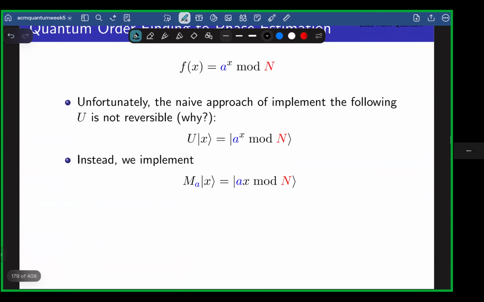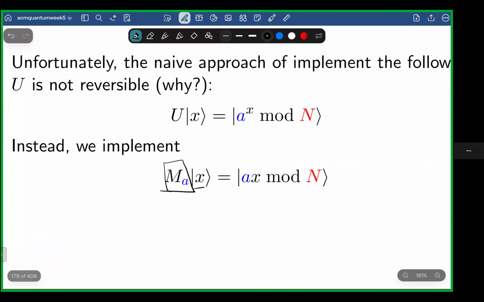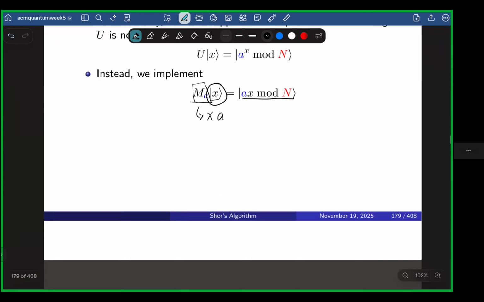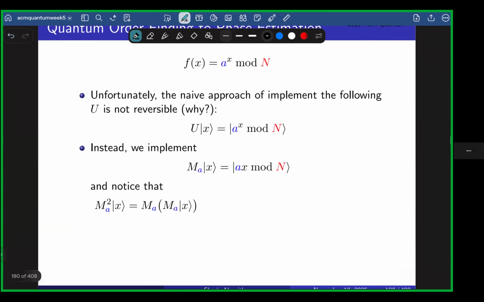Okay, so what do we do instead? We implement this, which I just noted as MA, and you can call it multiplication by A. So just times A. If you put some ket into it, it'll multiply it by A. It'll also mod N it. So it's a little different, but we can make some observations.